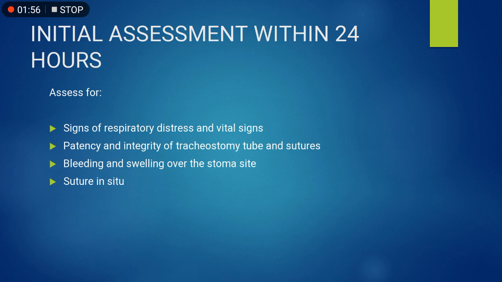What are we going to assess? We will assess, number 1, signs of respiratory distress and vital signs. 2, patency and integrity of the tracheostomy tube and sutures. 3, bleeding and swelling over the stoma site and suture, if the suture is in situ.